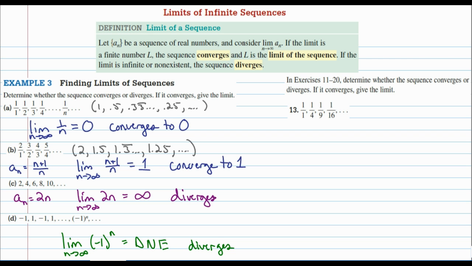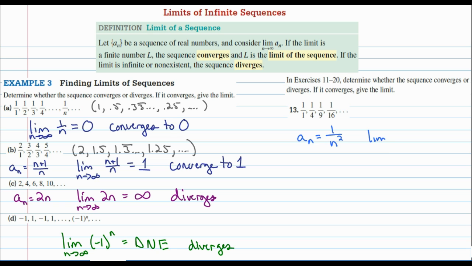Now try problem number 13. Determine whether the sequence converges or diverges. If it converges, give the limit. So first I have to come up with an expression to define this sequence. It looks like a sub 1 is 1 over 1, a sub 2 is 1 over 4, a sub 3 is 1 over 9. It looks like the n is being squared in the denominator. So that would be 1 over n squared.